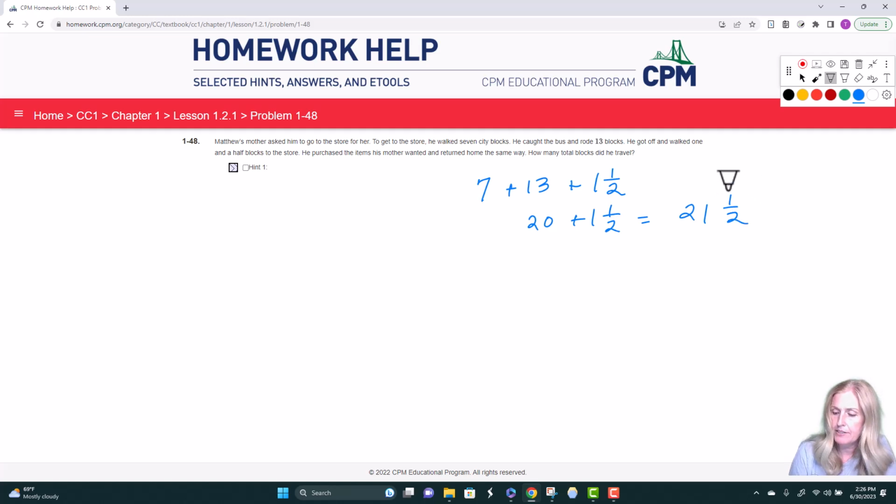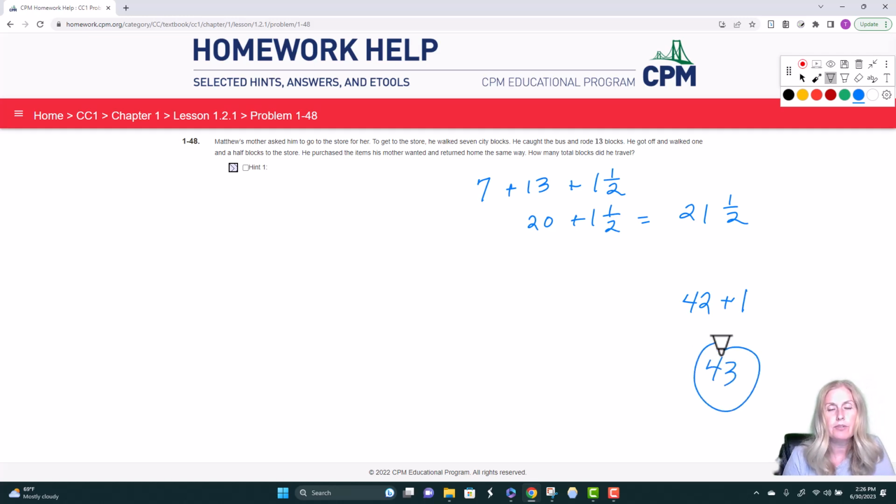So if we double the 1/2, we get 1. If we double 21, we get 42. So add those together and we've got 43. He went 43 blocks total.